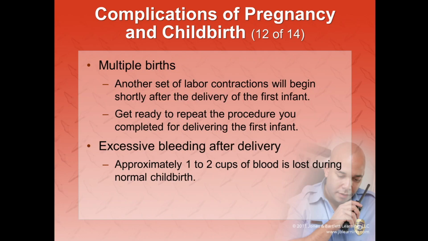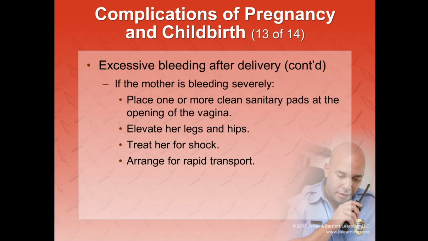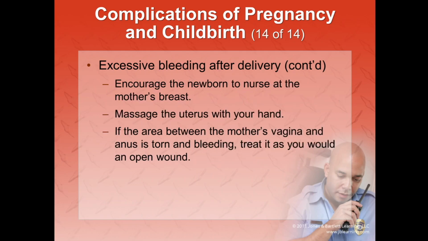So let's say there's multiple births. There is going to be another set of labor contractions that will begin shortly after the delivery of that first infant. So you're going to want to get ready to repeat the procedure you did with delivering the first infant. Keep in mind that there might be excessive bleeding. Treat her for shock, elevate her legs, massage the uterus like we talked about previously, and arrange for prompt transport.